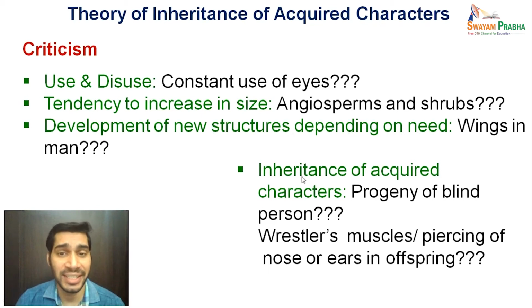The last postulate of this theory says there is inheritance of acquired characters. The characters which an organism has acquired in its lifetime must be inherited. But that is also not true. For example, if there is a blind person who has become blind during his lifetime, the progeny of that person do not come blind. They do appear with normal eyes. An organism who develops muscles, a wrestler for example, their progeny do not come with the muscles itself. If an organism pierces nose or ears in its lifetime, it does not mean that their offspring will also come with the pierced nose or ears. So this theory faced a number of criticisms.